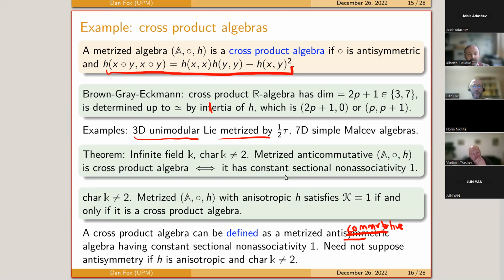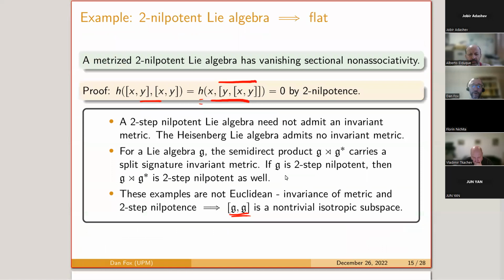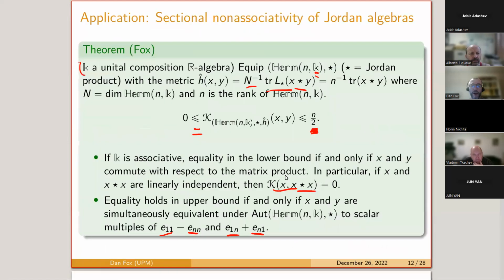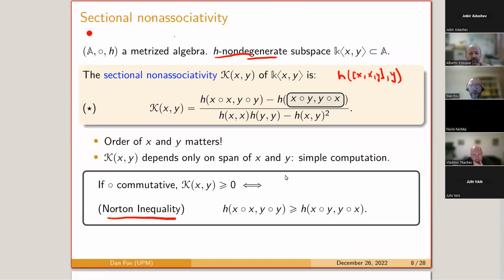I'm not interested here in detailing the complete list of what these are. The claim is that this is equivalent to constant sectional non-associativity. Let me say it again: a metrized anti-commutative algebra is a cross product algebra if and only if it has constant sectional non-associativity one. And the reason I need to assume an infinite field here is that the constant sectional non-associativity asserts that this thing here is a constant, or equivalently, the numerator is equal to the denominator.